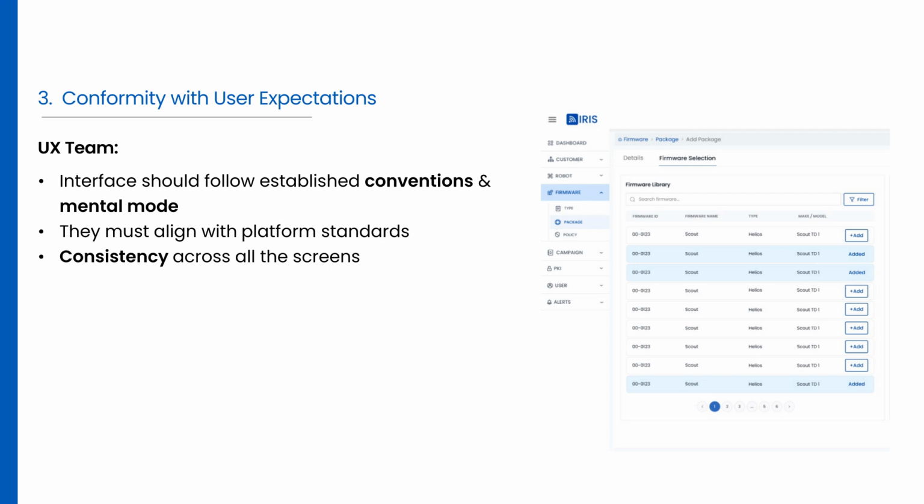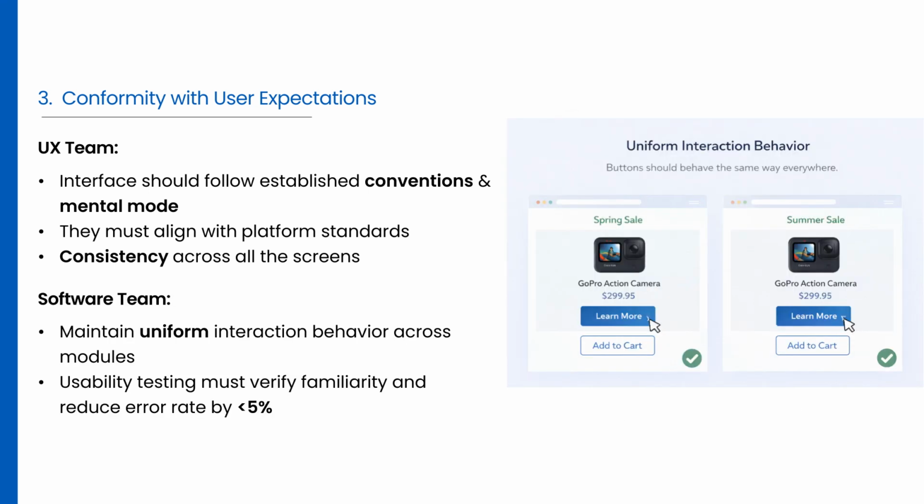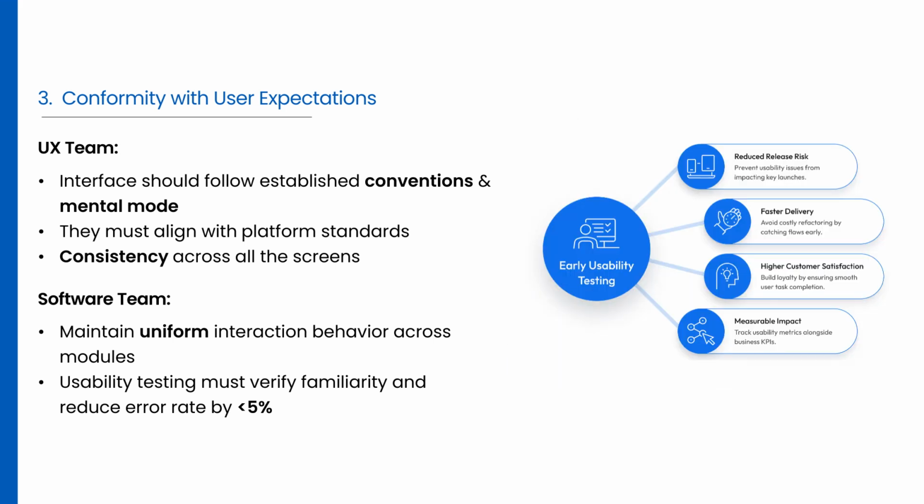The design must align with platform standards, such as common navigation patterns, and consistency must be maintained across all screens to reduce confusion. The software team must ensure uniform interaction behavior across all modules. For example, if a button click opens a new screen in one section, it must behave the same way everywhere. Usability testing must confirm that users find the system familiar, and error rates for routine tasks must remain below 5%.